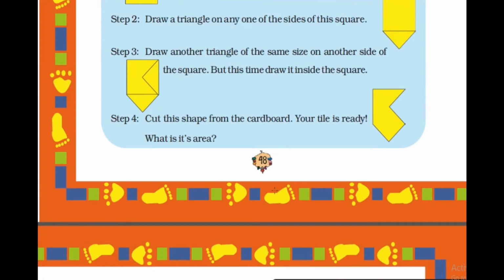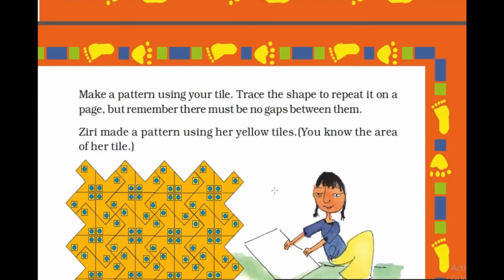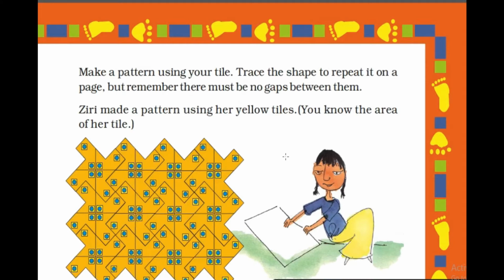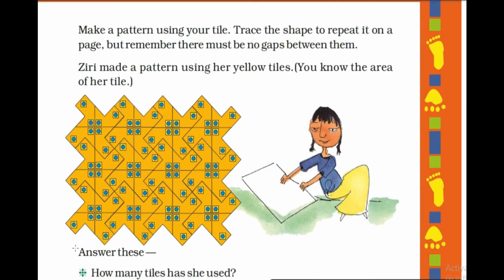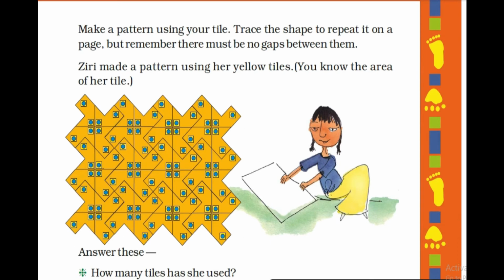Now next is make a pattern using your tile. Trace the shape to repeat it on a page, but remember there must be no gaps between them. So you have to make a pattern. All of you have seen the tiles on the floor and on the walls; there is a pattern to place a tile. I think all of you must have tiles in your home, and there you can check the pattern. Suppose this is Ziri's tile pattern. See how beautifully she has put these tiles.